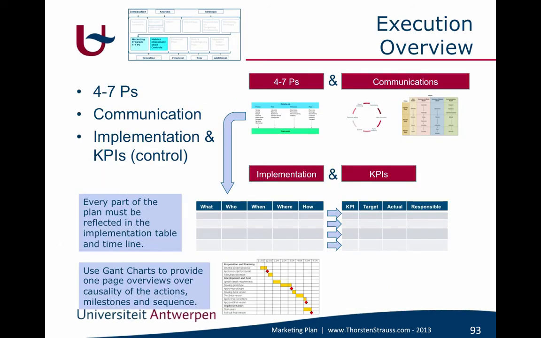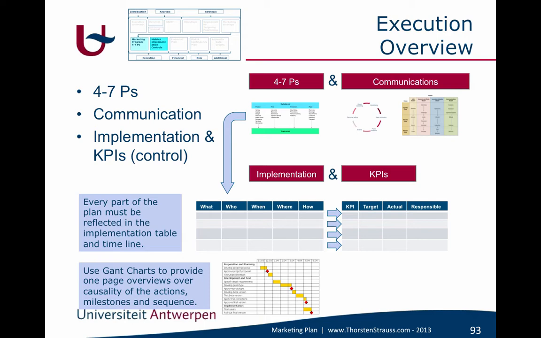The execution part is really about the classical 4 to 7 P's. So I will talk to you about the 4 to 7 P's, and it is about communicating them. When you have basically what marketing is all about, the deciding of the strategy, then the creation of the value, which is then here in the 4 to 7 P's, the communication of that and delivering it.